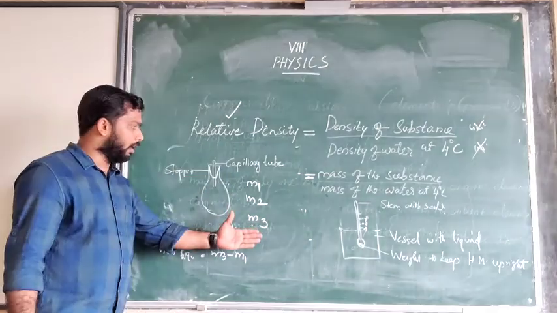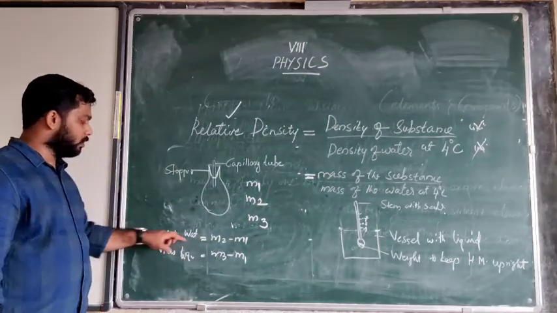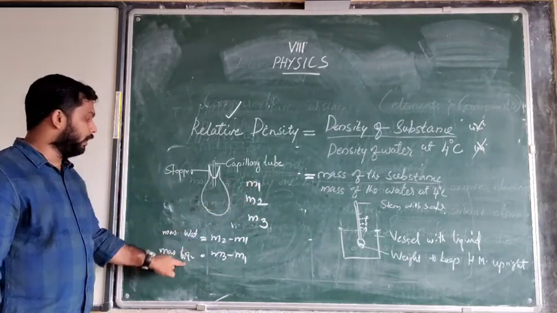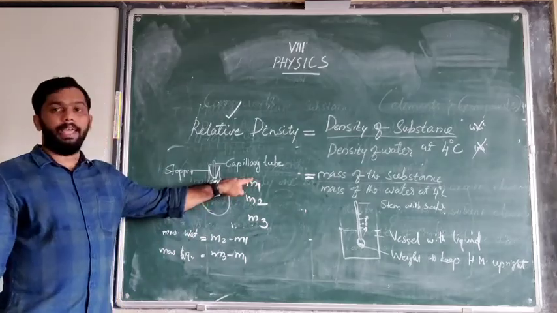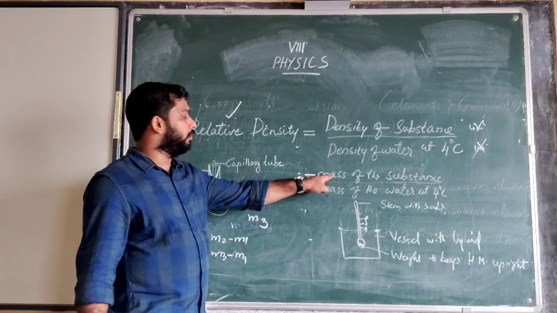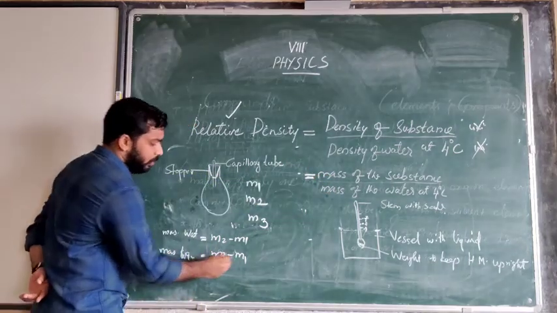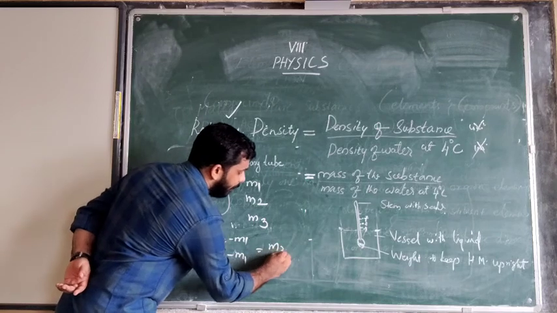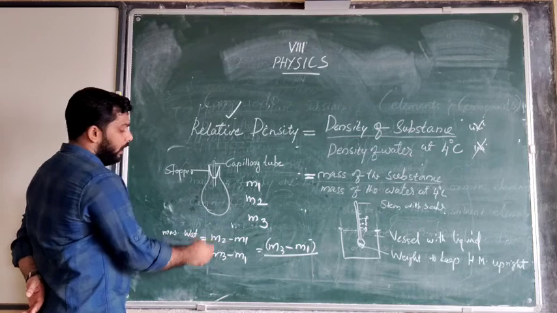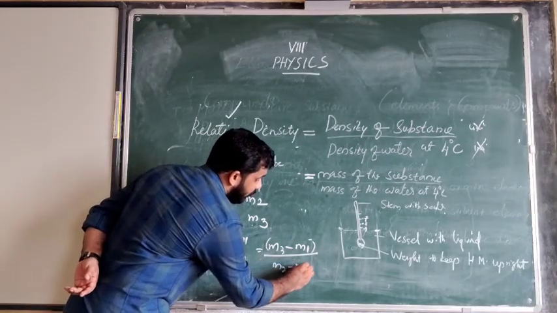We have already recorded M1, M2, M3, and we are going to find out the mass of the water. Mass of water will be equal to M2 minus M1, and mass of the liquid is M3 minus M1. Now we are applying this to mass of the substance divided by mass of the water. What will be the mass of the substance or the given liquid? M3 minus M1, divided by the mass of the water at 4 degrees Celsius, M2 minus M1.